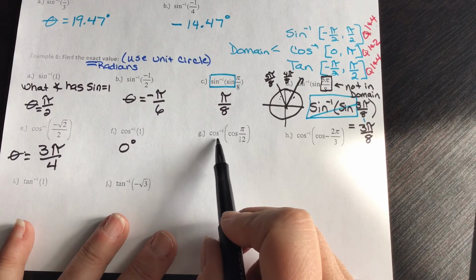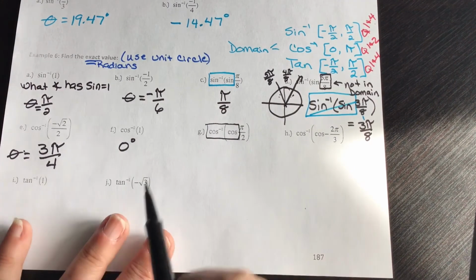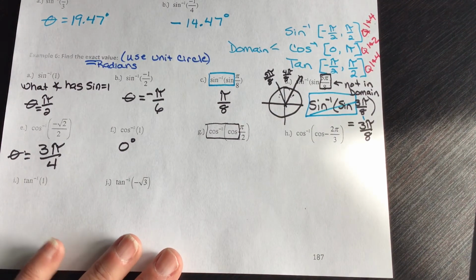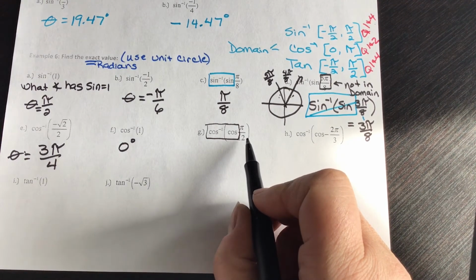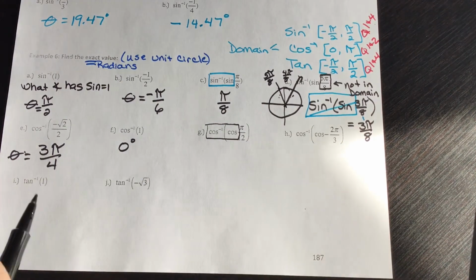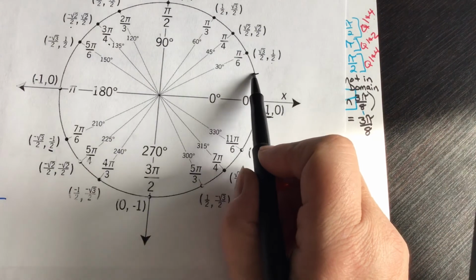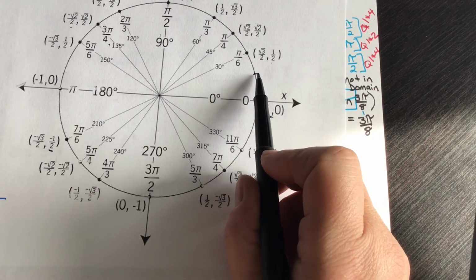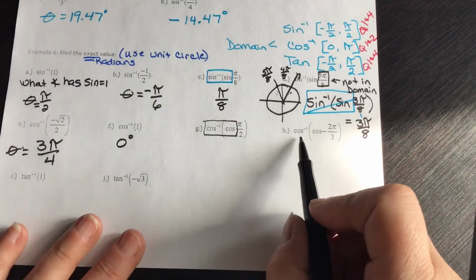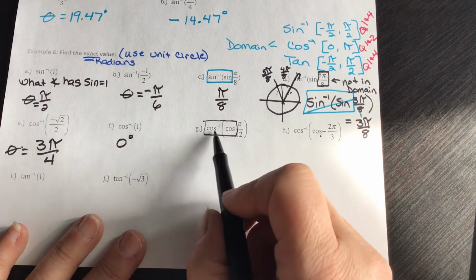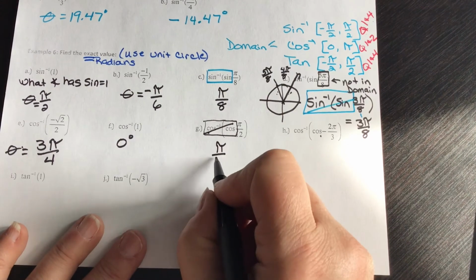Then I have cosine inverse of cosine of pi over 12. So here we have the cosine and the inverse cancel out, but let's find out where pi over 12 is on my unit circle. So pi over 12 is half of pi over 6, so that would be right here. And we're looking in quadrants 1 and 4. So the cosine and inverse cosine are going to cancel each other out, and we just have pi over 12.